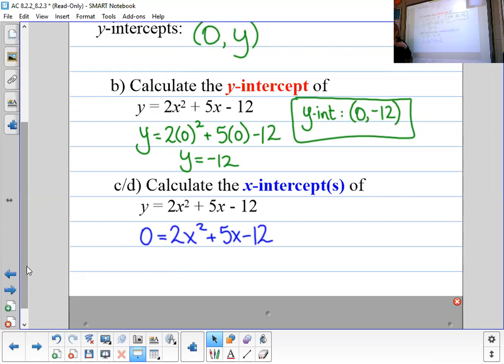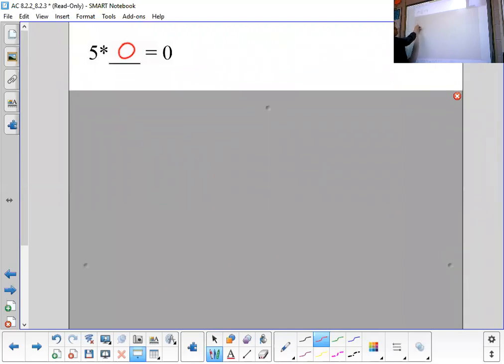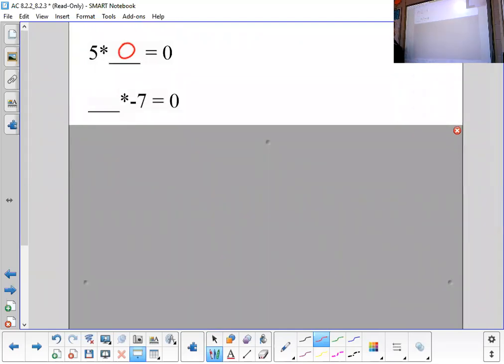No, not yet. Even though we plugged 0 in for y, right now we're at a spot where we can't quite solve it yet. Well, let's find out what we could do. Okay, let's play guess a number. I'm doing 5 times a number and I get 0. What's my number? 0. Okay, cool. Now I'm doing a number times negative 7. It's 0.